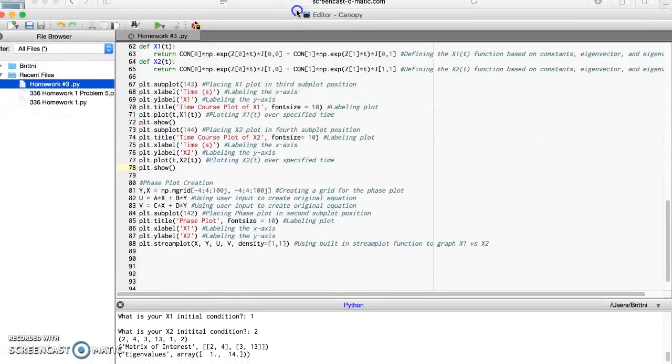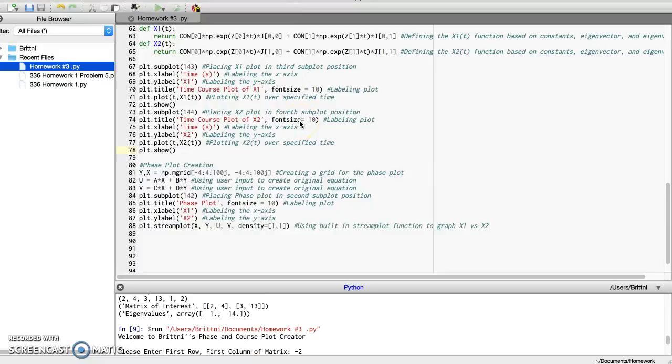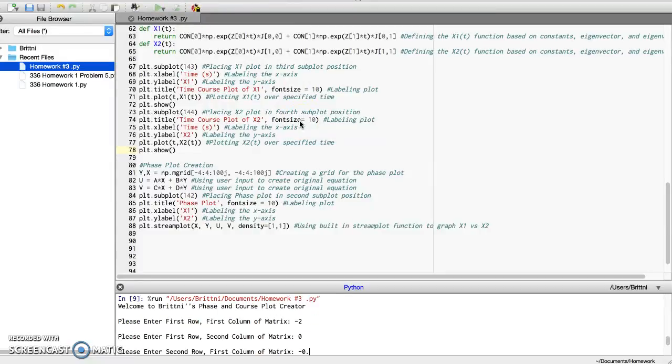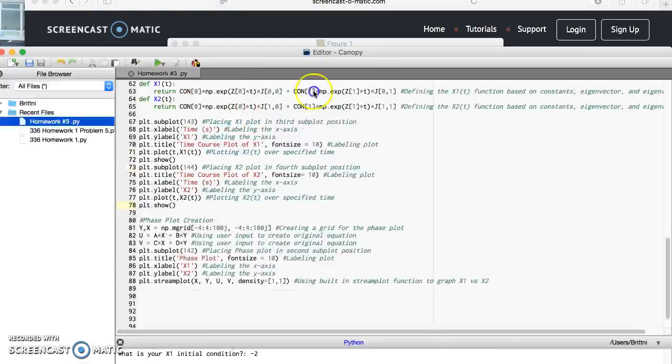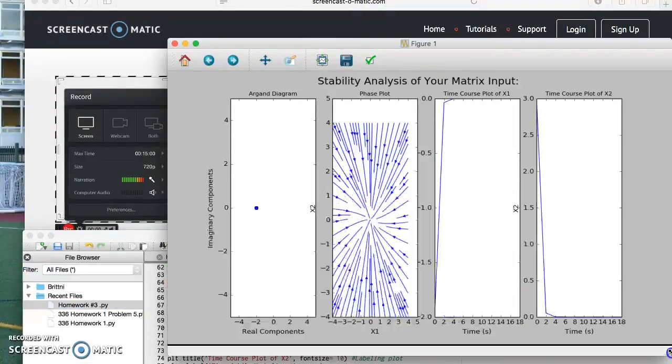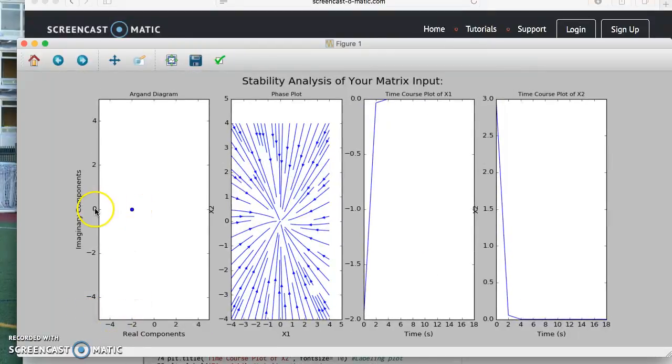And let's do one last example. So in this example here, we will do -2, 0, -0.15, -2, -2, and 3. So based on these eigenvalues, we have -2 for both of them, so we expect this to be a stable system. When we look at the diagram, it's exactly as expected. On our argand diagram, we have -2 for our real, no imaginary. We are brought back to the center on our phase plot because it's a stable system. And we started our initial condition at -2 and 3, and we go back down to our steady state.